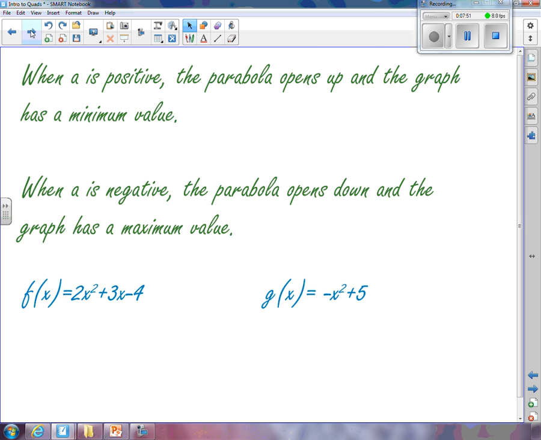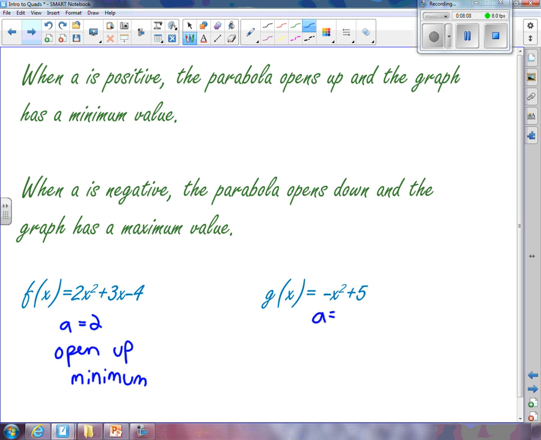So for this example here, our first example, my A equals 2. So that means that my graph is going to open up, and it will have a minimum. For this example, my A equals -1, meaning that my graph will open down, and I will have a maximum value.